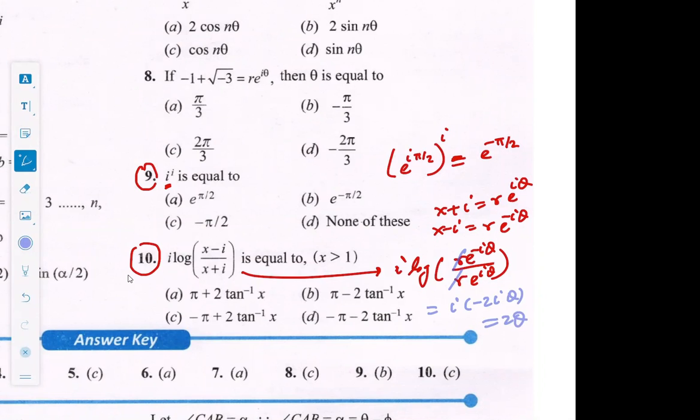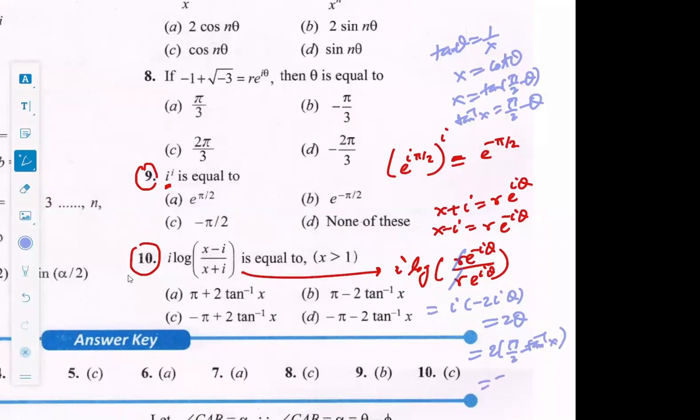Then what is theta? You know the process, tan theta is y upon x, that is 1 upon x. So x will be equal to cot theta. So you can say x is equal to tan of pi by 2 minus theta. So tan inverse x is pi by 2 minus theta. So you can say theta is pi by 2 minus tan inverse x. So this one is pi minus 2 tan inverse x.